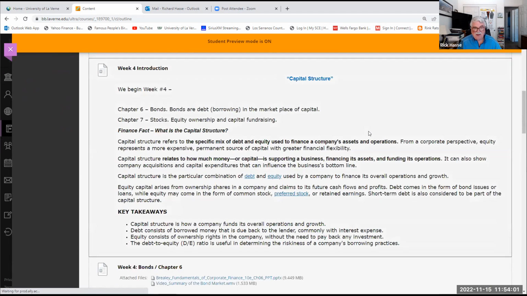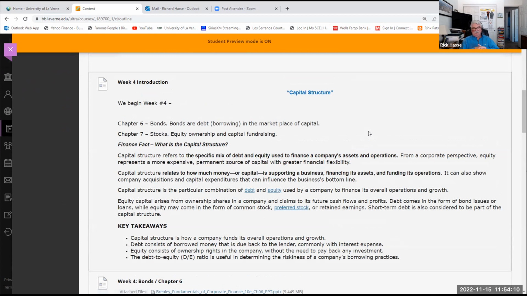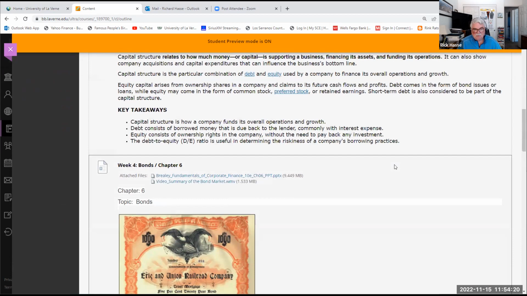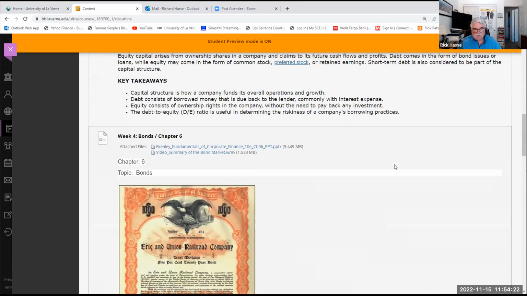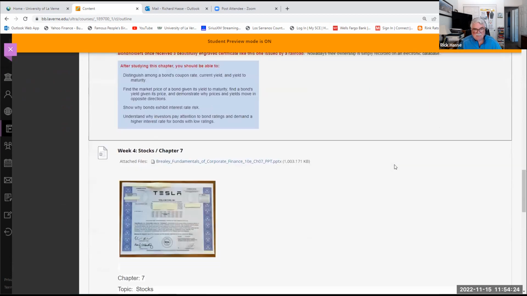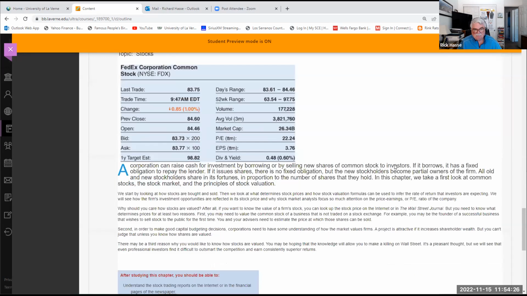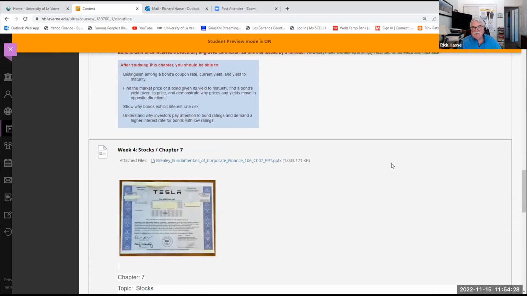Our financial fact this week is capital structure, which is a question on your midterm examination. You're to find the capital structure of one of your companies in your portfolio. There's the definition of capital structure. It's made up of debt and equity to fund assets of a corporation. And then the specifics of each chapter, PowerPoints, key topics of chapters 6 and 7. Okay. So that's where we stand.